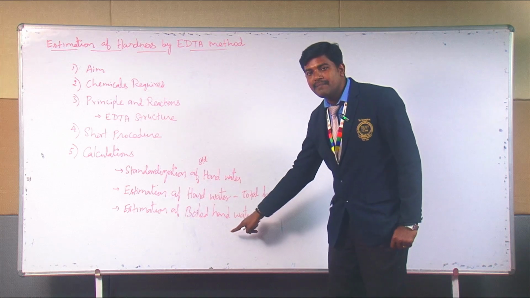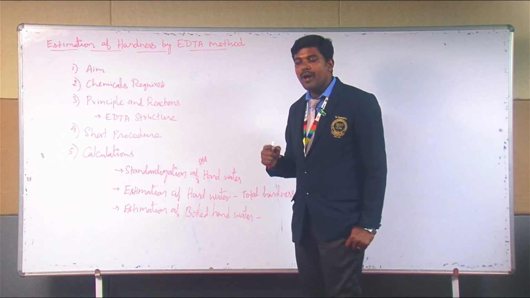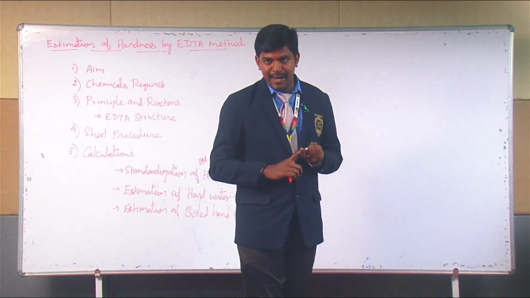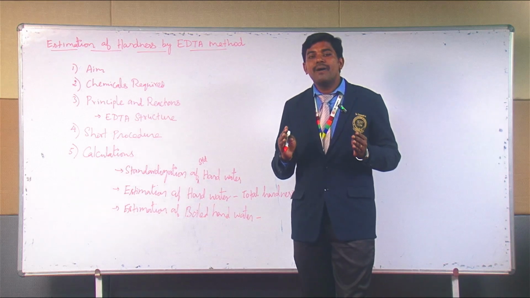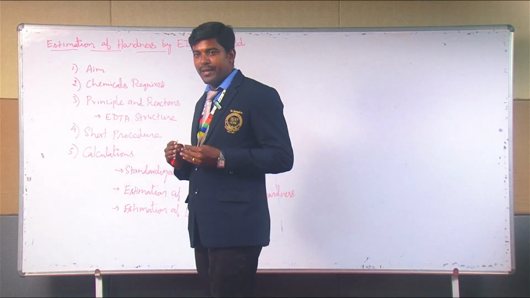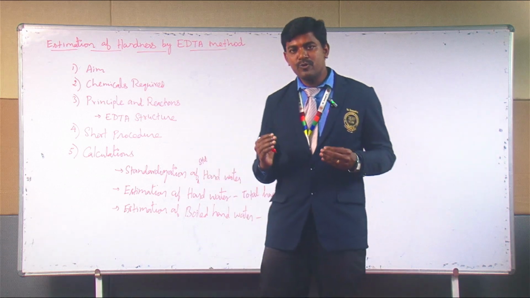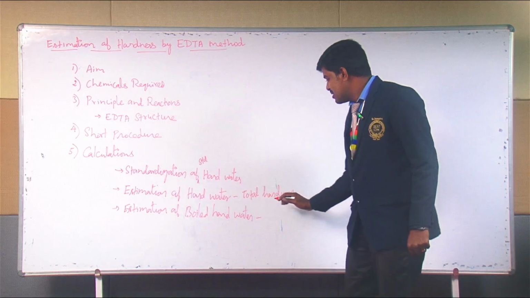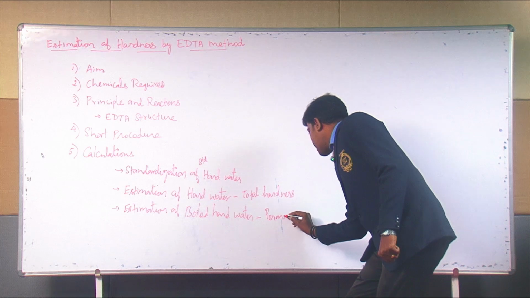And what will happen in the next step? Here the same hard water is subjected to boiling. While boiling, what will happen? As I told earlier, the hard water contains two types of hardness, temporary hardness and permanent hardness. Permanent hardness cannot be removed by simple boiling, but we can remove the temporary hardness by simple boiling. So the boiled water contains only the permanent hardness. So here we can get the result of permanent hardness.